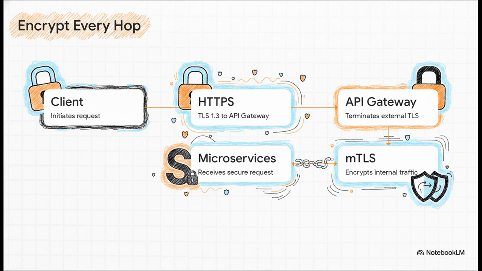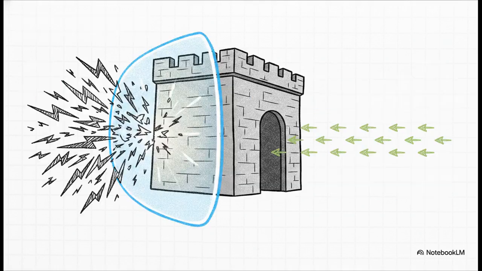But inside the network, between the gateway and your microservices, you've got to use mutual TLS, mTLS, managed by a service mesh like Istio or Envoy. And right at that API gateway, using something like Kong or Nginx, we establish a really hard defensive perimeter.